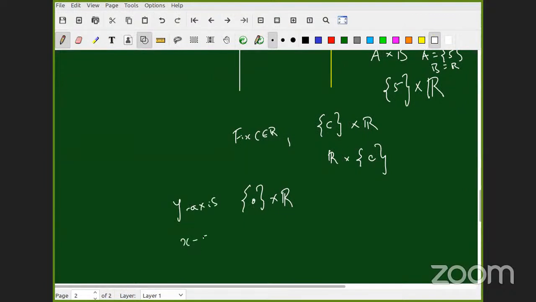Okay. What is the x-axis? The question is to all of you. Ragul, just wait. How many of you are ready? Quick. Okay. Let's ask somebody from R8. Saranya? Yeah. R cross singleton 0. Very good. Fantastic.